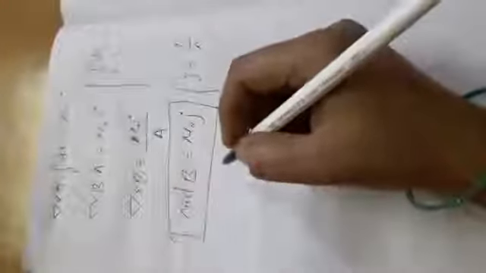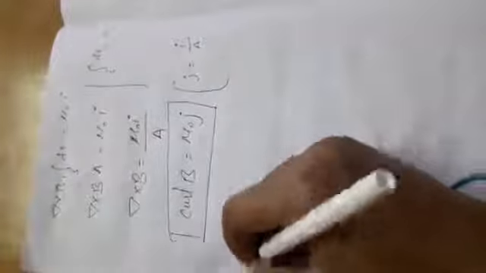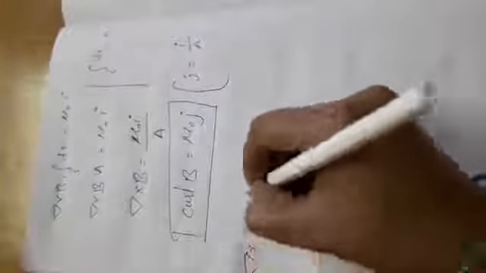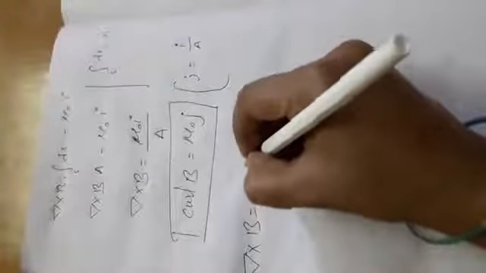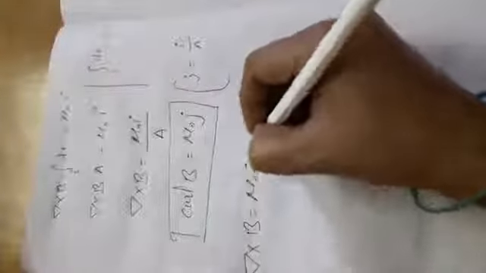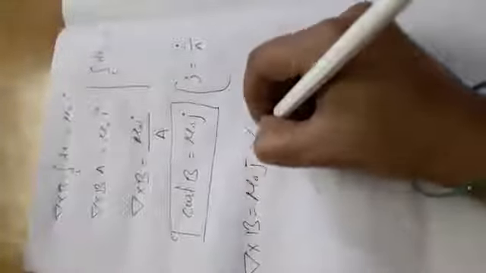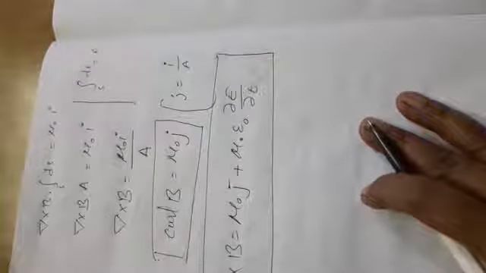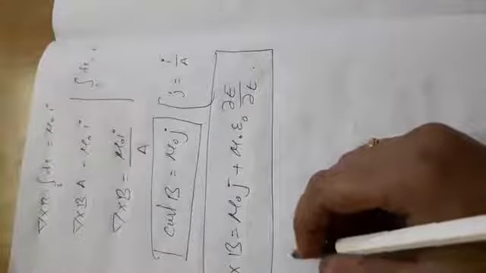And this equation is modified as del cross B is equal to mu naught J plus mu naught epsilon naught dou E by dou t. So this is known as the differential form of Maxwell's fourth equation.